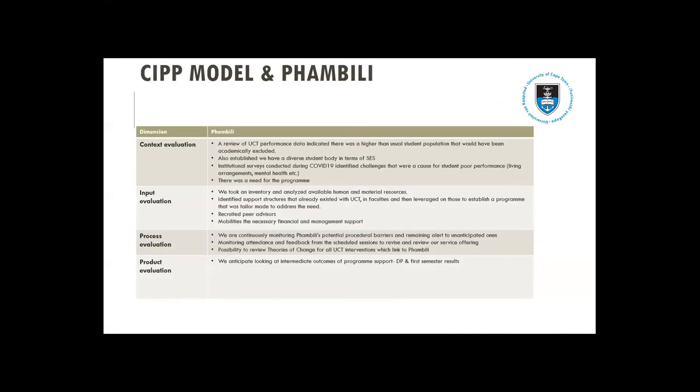Then adopting the CIPP model, what is it that we have done? Under context evaluation, we have done a review of UCT performance data and looked at various indicators. We identified that there was a rather higher than usual student population that would have been academically excluded. And we also established that we have a diverse student population.